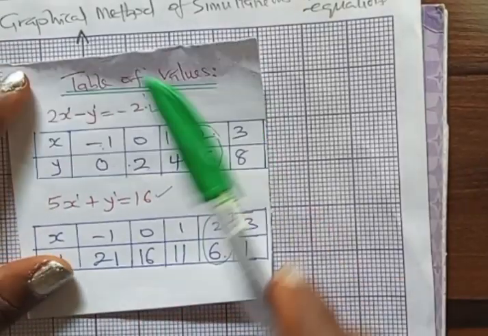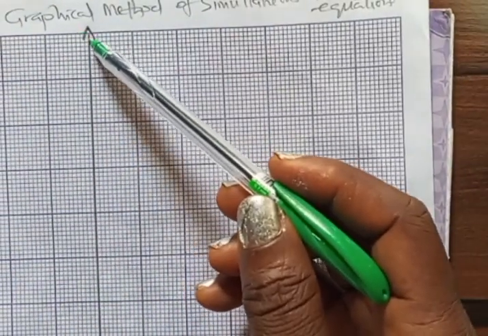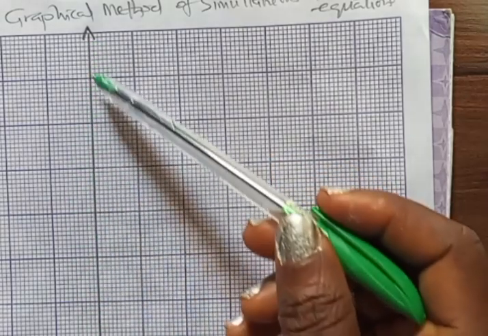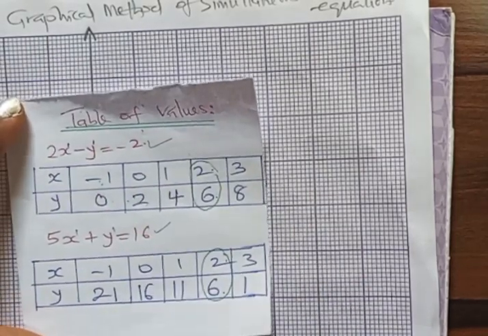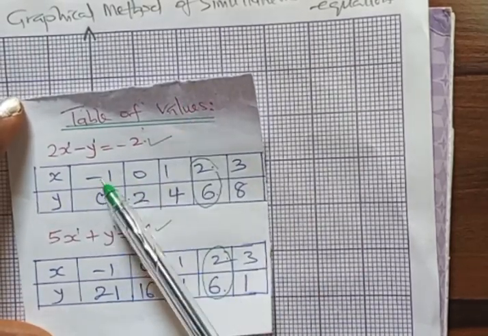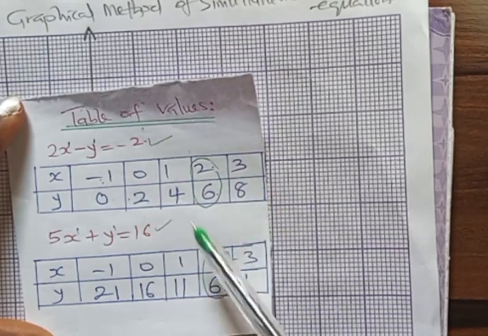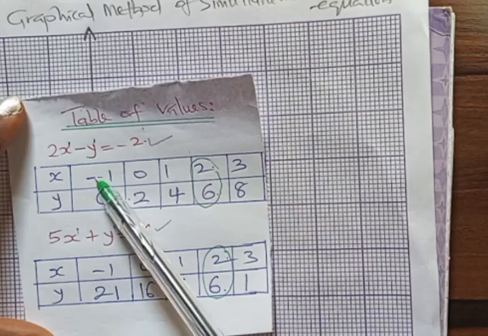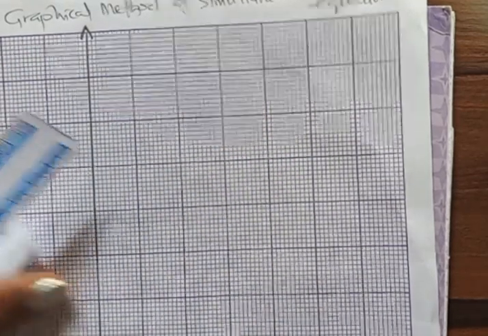So let us now plot our graph. If you look at the table of values and the line graph, the y-axis, I didn't put it in the middle. The reason is I shifted it because the x values will determine how to draw my y-axis. If you look at the x, it has -1, then the highest positive value is 3 for both tables. So that means we will shift it to this side.